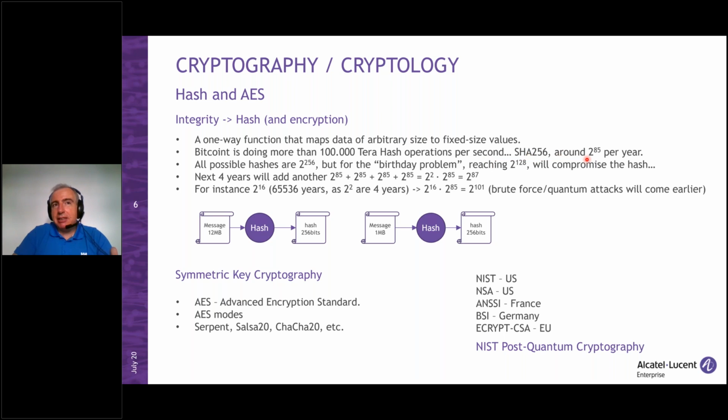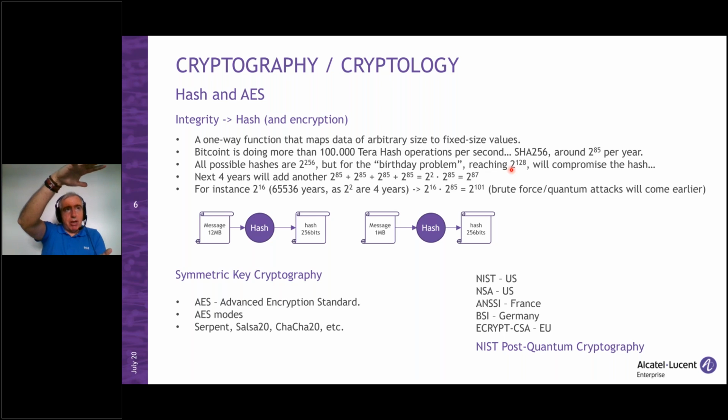Okay, if you do the calculation, it is more or less 2 to the power of 85 hashes per year. So all possible hashes are 2 to the power of 256. But according to the birthday paradox, or the birthday problem, if you reach the half, you most likely will be starting to reuse destination hashes.